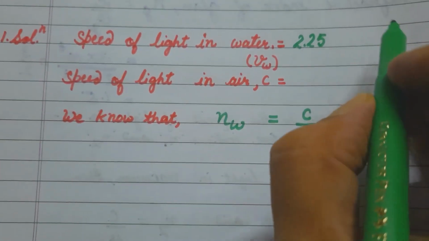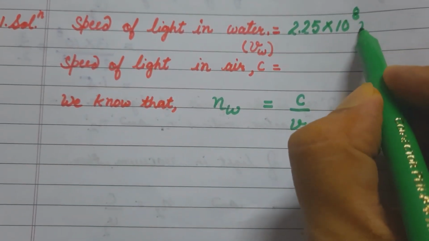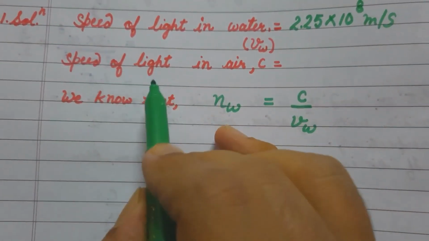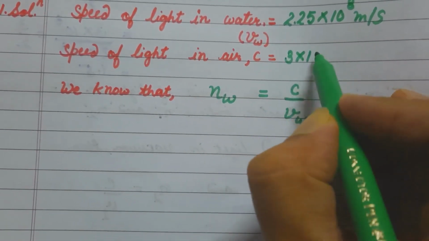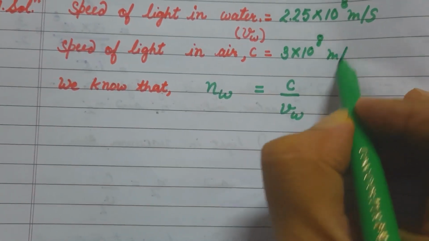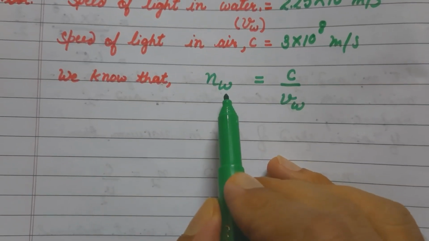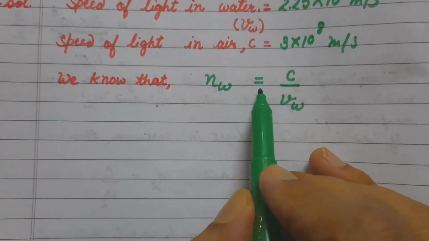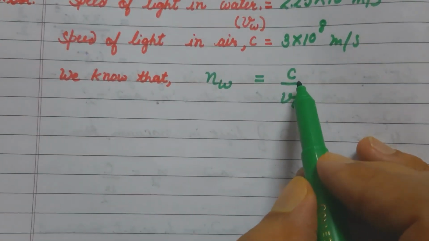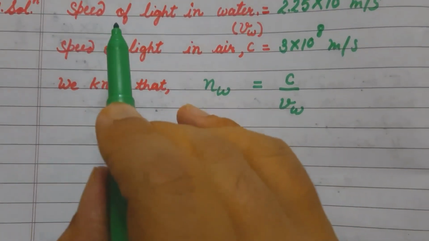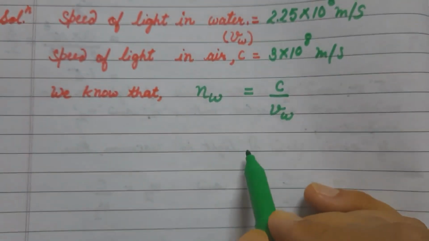Speed of light in water is 2.25 × 10^8 meters per second. Speed of light in air, we know, is represented by c, which is 3 × 10^8 meters per second. Now we know that n_w, that is the refractive index of water, which we have to calculate, is c upon v_w. c is the speed of light in air, and v_w is the speed of light in water. Let us fill in the values.